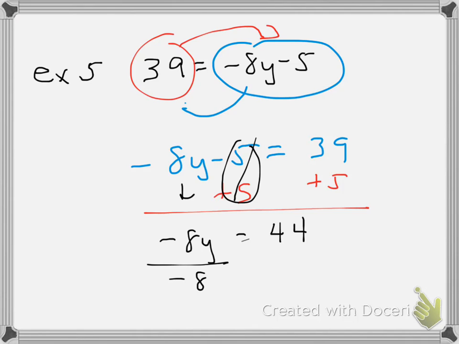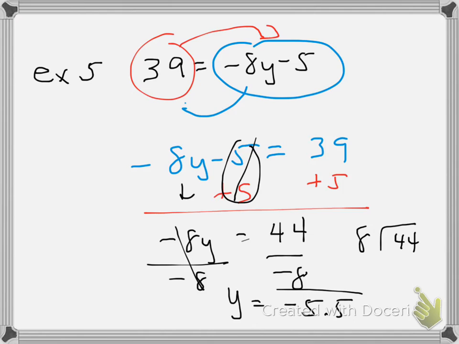Divide both sides by -8 because it's being multiplied, so the opposite is divide. And then 2 negatives are going to make a +1, so it'll be +1y equals, now I divide 8 into 44, which is going to give me a -5.5, which is a negative because we only have one negative.